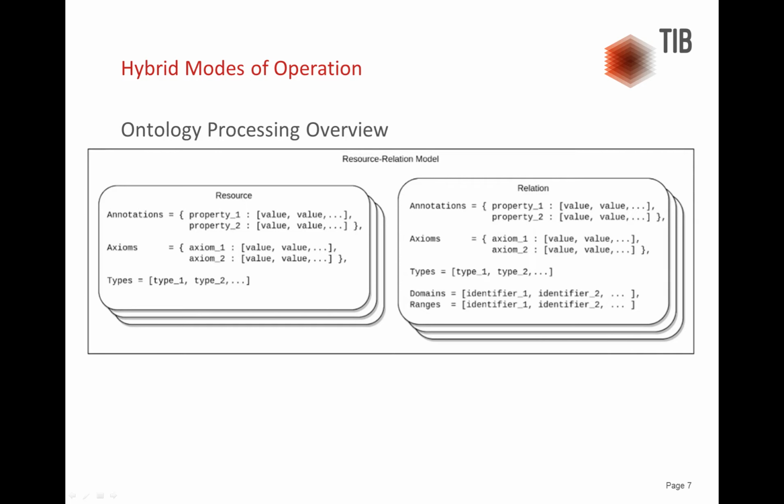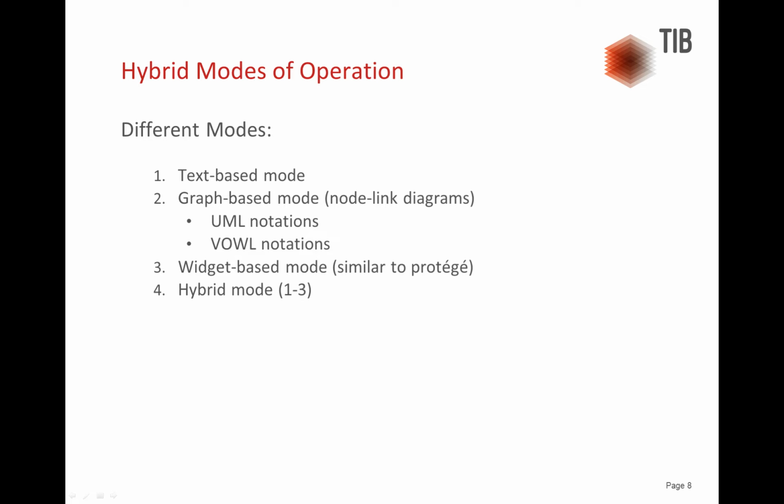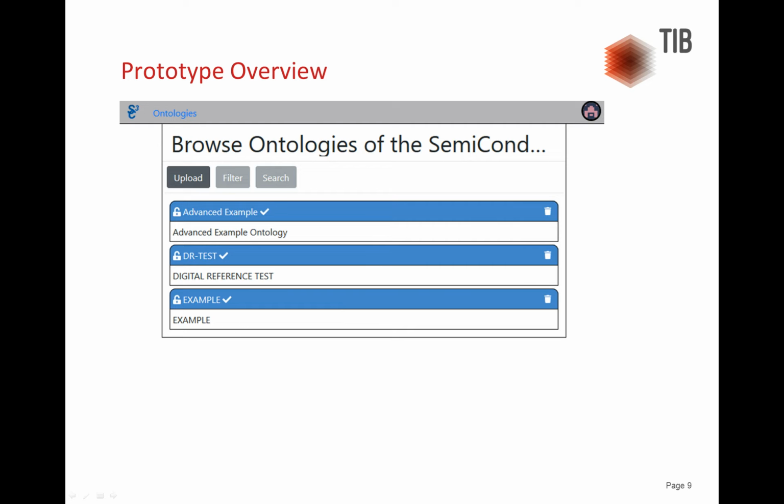range restrictions. We provide four modes of operation: a text-based mode, allowing users to inspect and edit the textual representation of the ontology; a graph-based mode, which allows users to see and edit the graphical representation of the ontology; a widget-based mode, allowing users to interact with the ontology using forms and widgets similar to Protege; and a hybrid mode, which combines the three modes of operation in one user interface. In the following, we present features and functionalities of our approach.